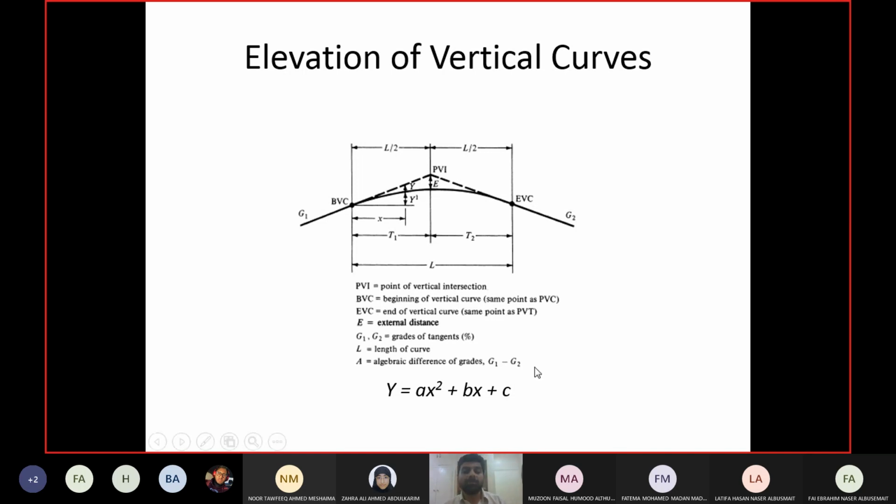Now, first of all, this is the equation of the curve. If you want the equation for the slope of the curve, the equation of the slope of the curve will be the derivative of this equation.